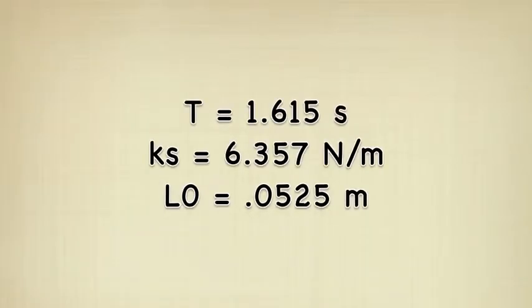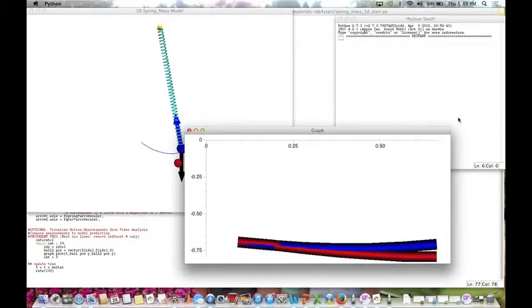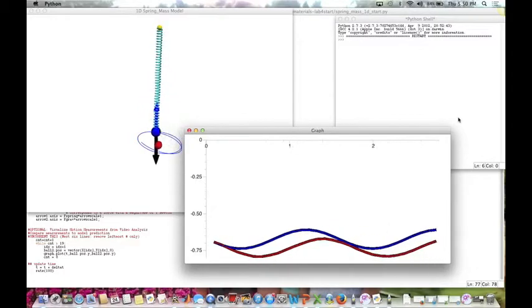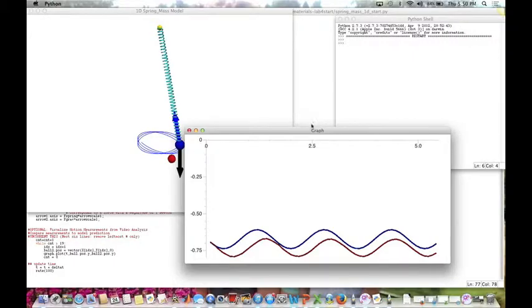Next, I found the oscillation period from the x-axis data using 5 oscillations to find T equals 1.615 seconds, K equals 6.357 newtons per meter, and L naught equals 0.0525 meters. The graph using this data is much more inaccurate than the graph using the oscillation period from the y-axis.